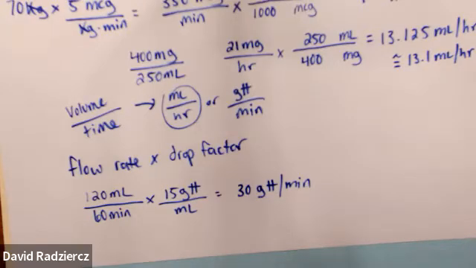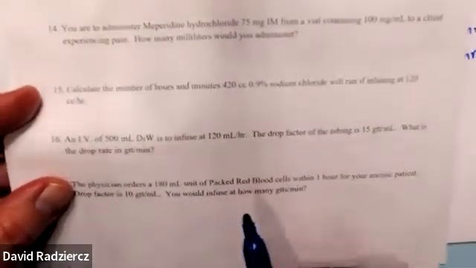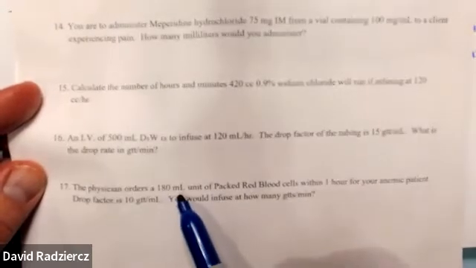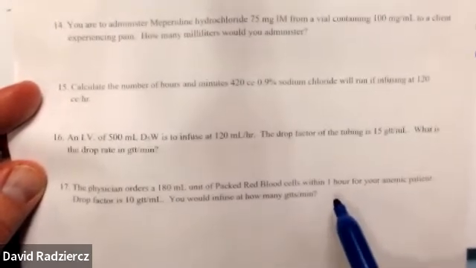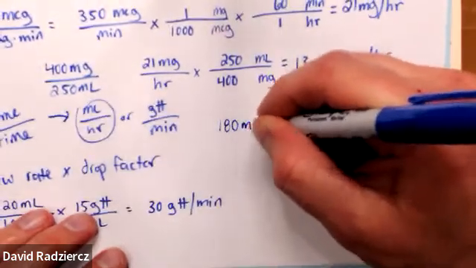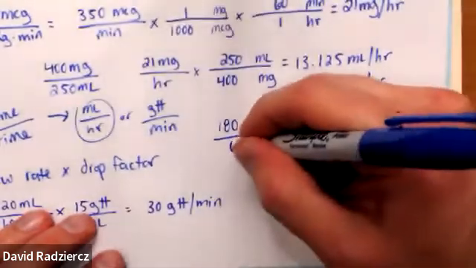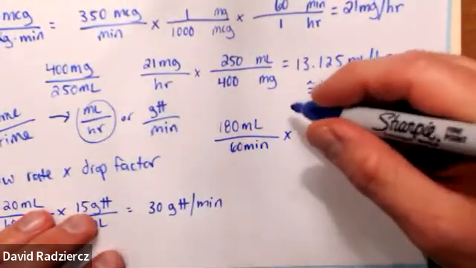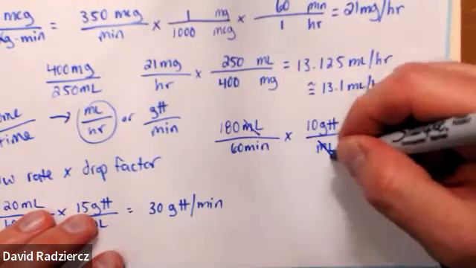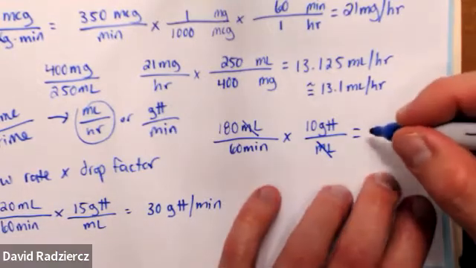And then 17 is similar, right? So we have a 180 milliliter unit packet of red blood cells within 1 hour, 10 drops per milliliter. So I'm going to do the same thing. Flow rate is going to be volume over time. So 180 milliliters over 1 hour times 10. So I'll write this over here. 180 milliliters over 1 hour, which is 60 minutes, times my drop factor of 10. And again, I think it's the same answer, 30 drops per minute.